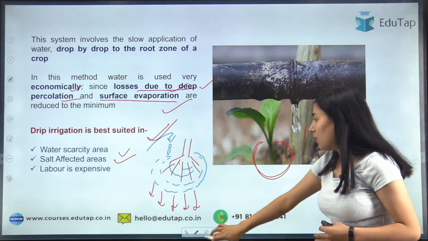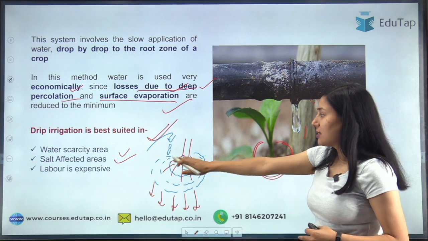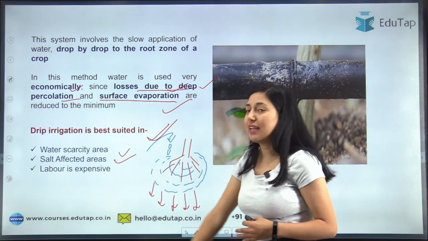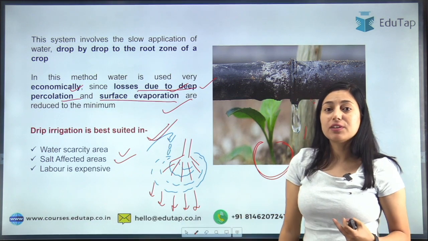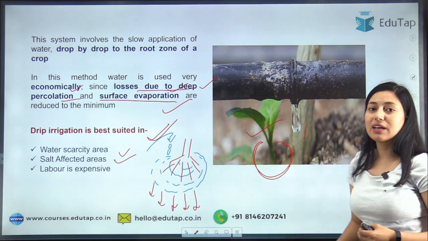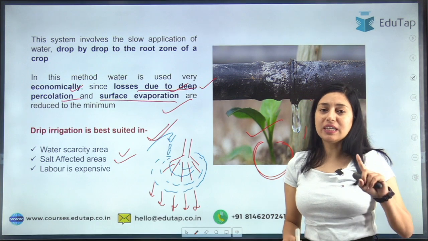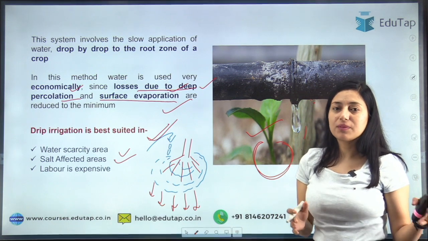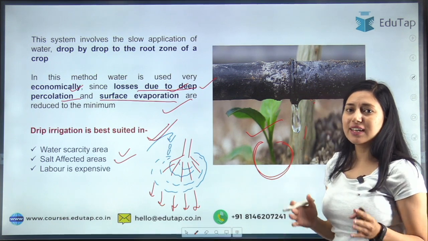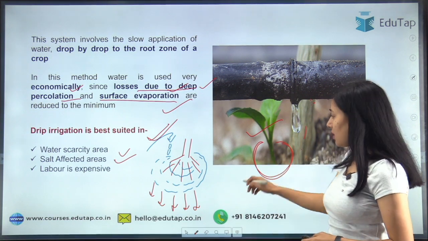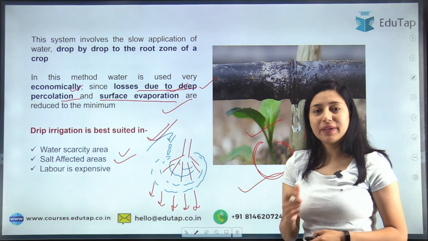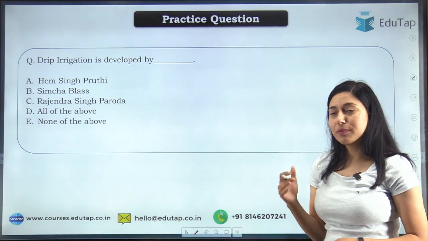Another thing is that drip irrigation suits areas where labor is expensive. In areas where there is expensive labor, you can go for the drip irrigation system. As I have already told you, you have to bear just one-time installation charges, and then you don't have to bear the expenses for the labor. So that was all about your drip irrigation system. Now let's discuss questions based on this system.